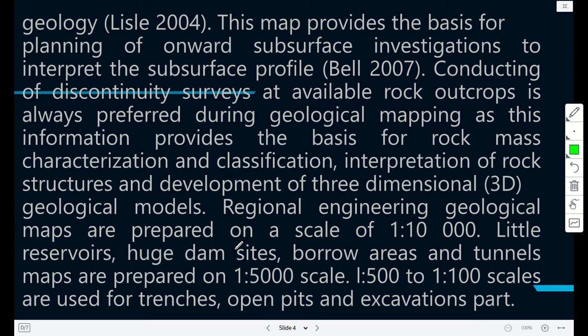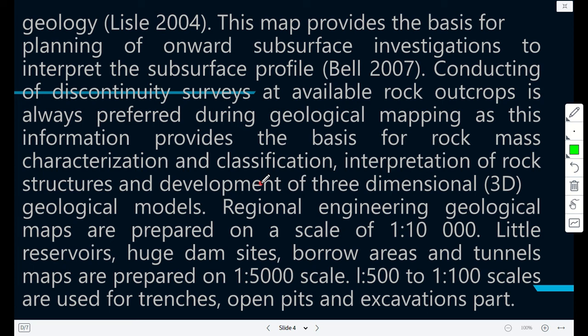So this map provides the basis for planning onward subsurface investigations to interpret the subsurface profile. Conducting discontinuity surveys at available rock outcrops is always preferred during geological mapping, as this information provides the basis for rock mass characterization and classification, and for interpretation of rock structures and development of a three dimensional geological model.